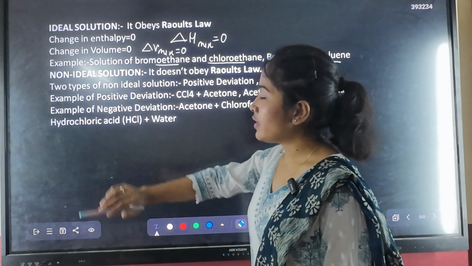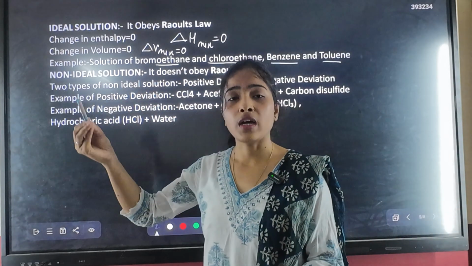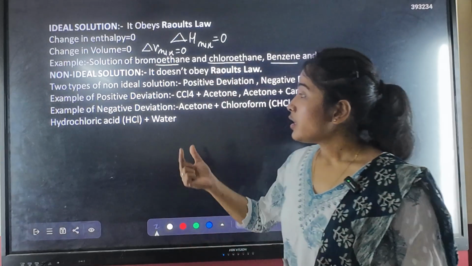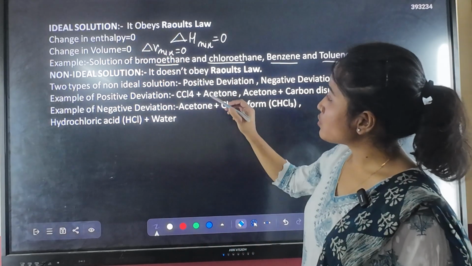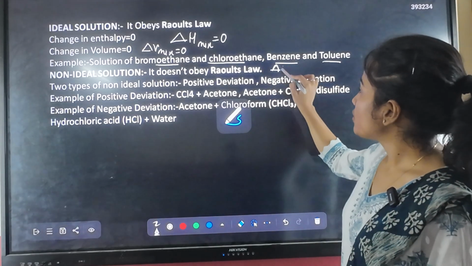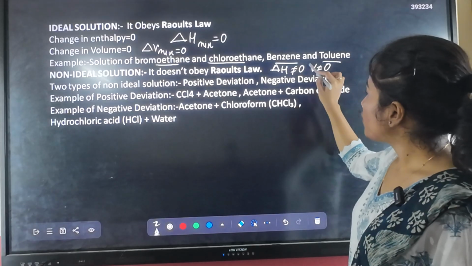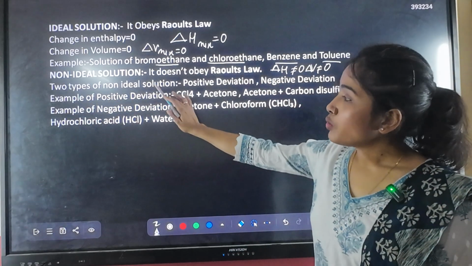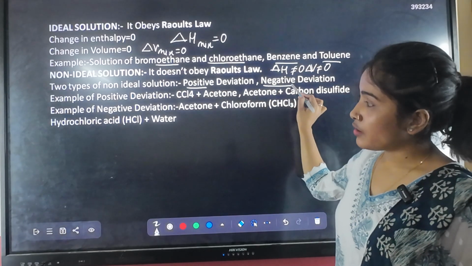Now coming to non-ideal solution. A non-ideal solution doesn't obey Raoult's law. So if it doesn't obey Raoult's law, the graphical representation will be slightly different. Here the change in enthalpy will not be equal to 0, and also the change in volume will not be equal to 0. And there are two types of non-ideal solution, one is positive and the other one is negative.